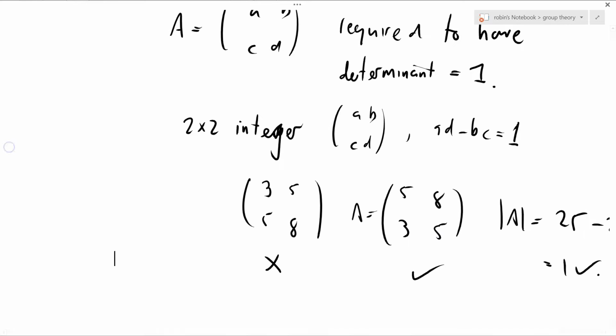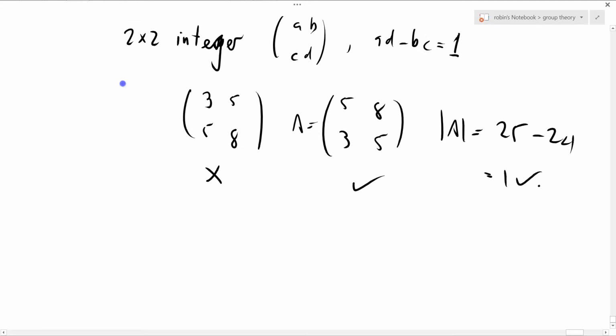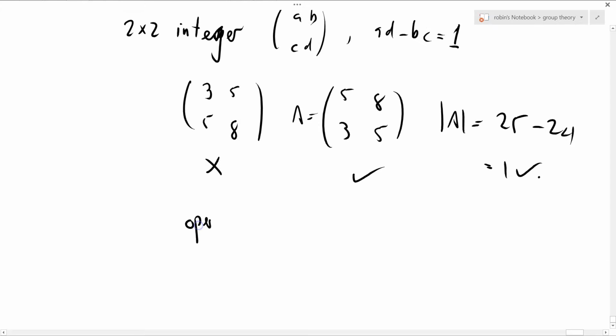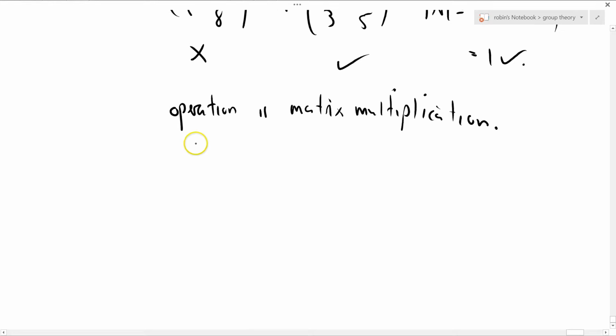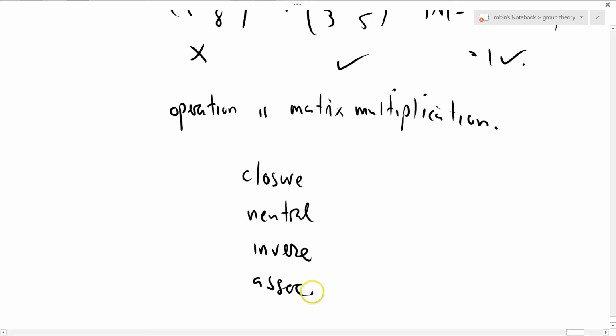So that's the set. The group operation I'm going to consider is matrix multiplication, just normal matrix multiplication. Okay. So we've got the 4 axioms: closure, neutral or identity element, inverse and associativity.